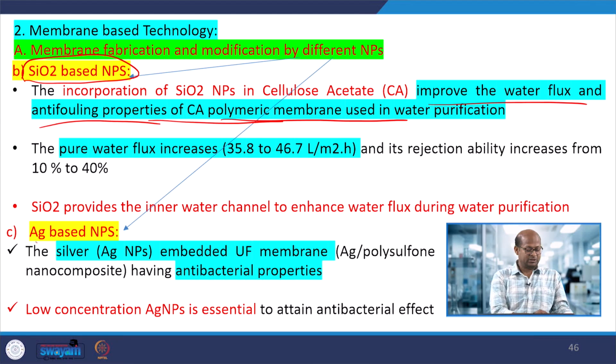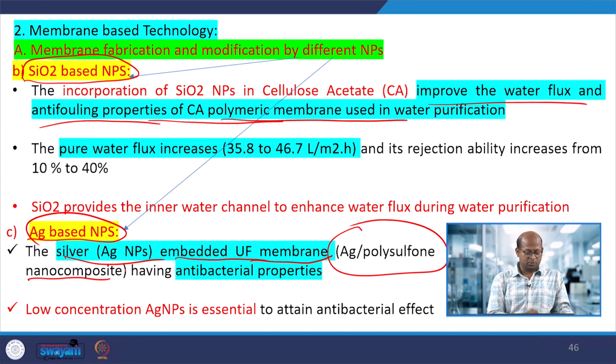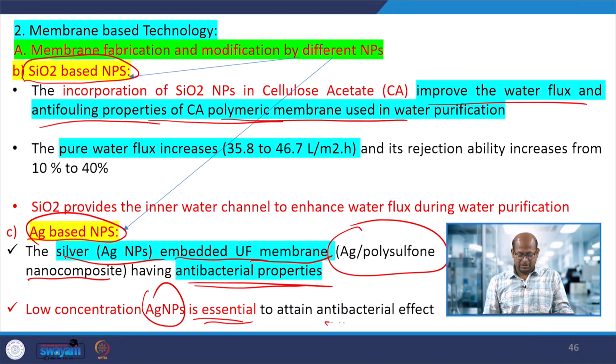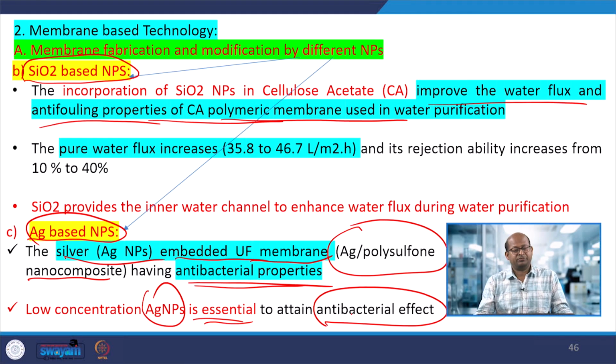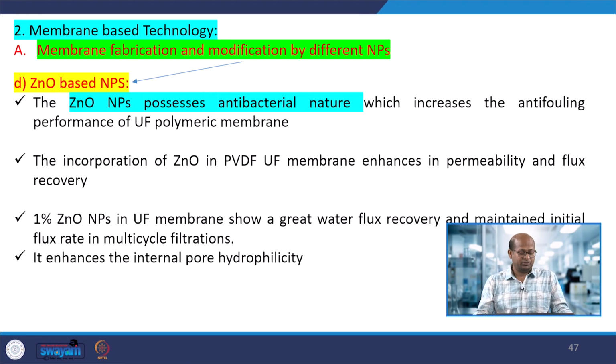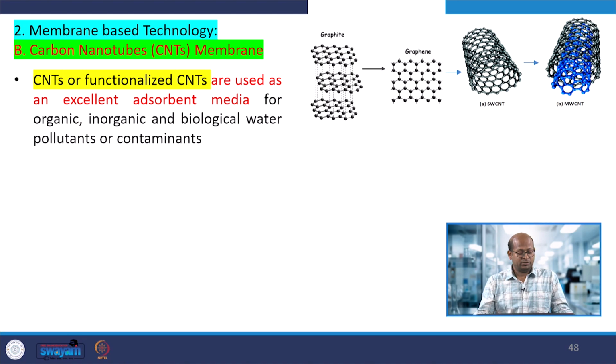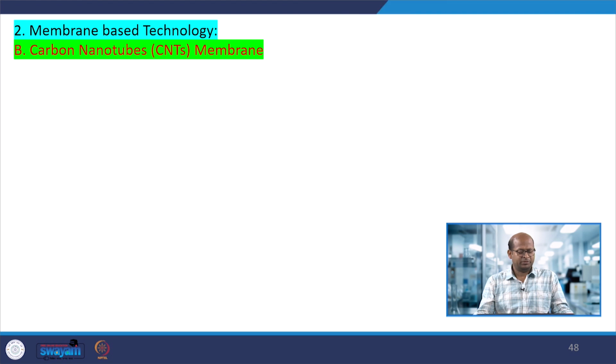Silver-based nanoparticles can also be used in membrane-based technologies. Silver nanoparticles embedded with ultrafine membranes, a silver polysulfone nanocomposite, can be mixed and used for its antibacterial properties in wastewater treatment. Here, low concentrations of silver nanoparticles are very essential and have an antibacterial effect, so we can use them for the treatment of wastewater. Similarly, zinc oxide-based nanoparticles can be used for membrane fabrication and modification, and then used for separation of different components present in wastewater.